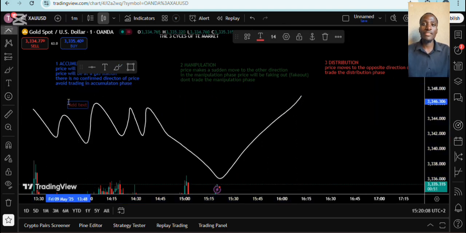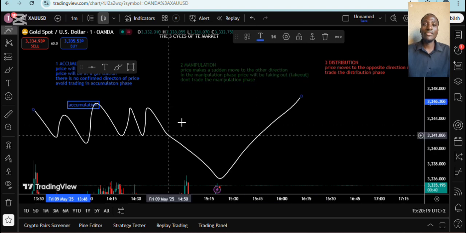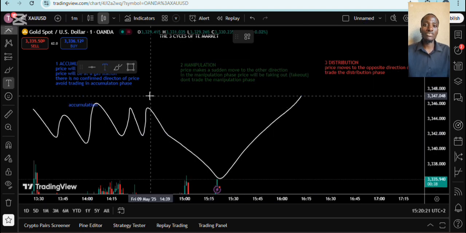So just labeling, this is actually accumulation. Let me change the color to blue. Accumulation for blue. Then I'm going to label manipulation right there.